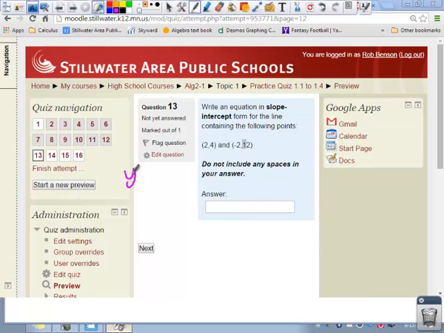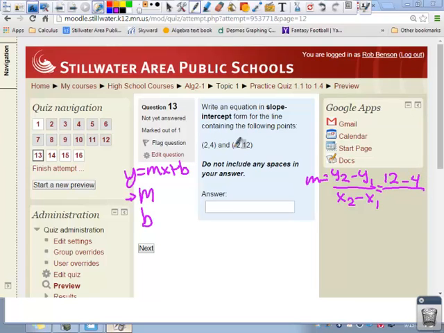Okay, so again, we want to find y equals mx plus b. We need to find the m and the b. Step 1 is the m. So let's find the slope: m is equal to y2 minus y1 over x2 minus x1. My y2 is 12, that's my second point. My y1 is 4. And then my x2 is negative 2, minus 2. So 12 minus 4 gets me 8, and negative 2 minus 2 is negative 4. So my slope is negative 2. There we go.